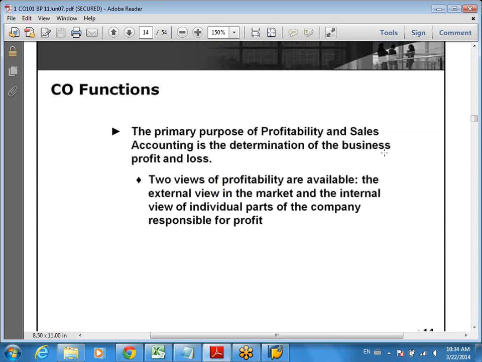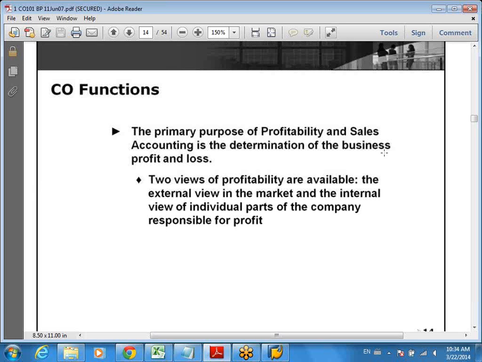Look at those examples. CO, the primary cost of profitability and sales accounting is determination of the business profit and loss. What is my profit and loss? By what? By product line, right? This is not by company code. This is not by business area. This is not by the other FI architecture, right? This is mostly for the CO, by product lines.